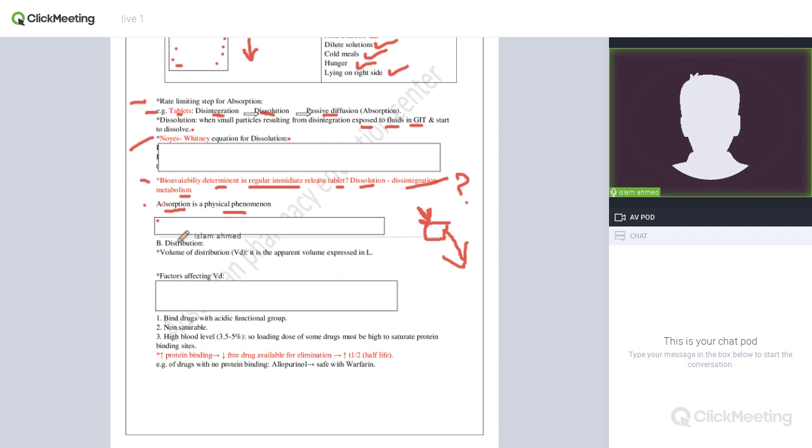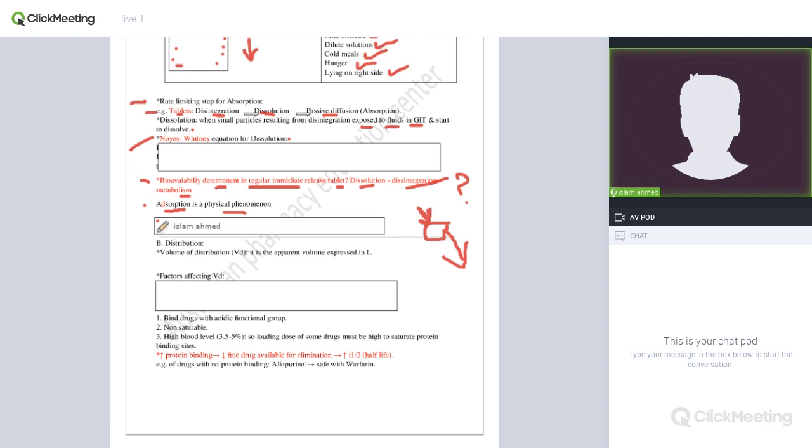Now, ranking of the absorption or dissolution by the medication dosage form. So which one is the fastest and which one is the slowest?